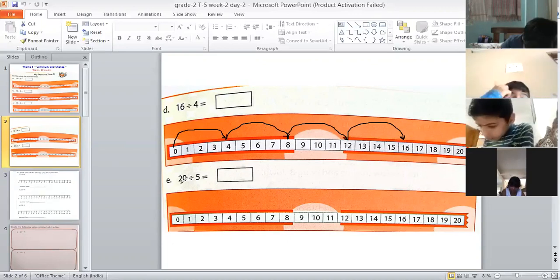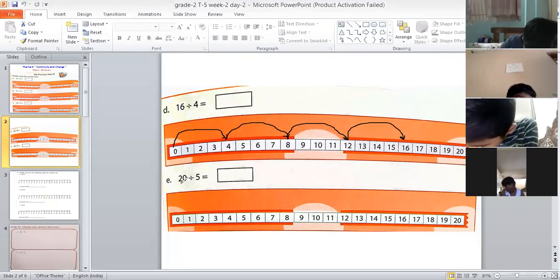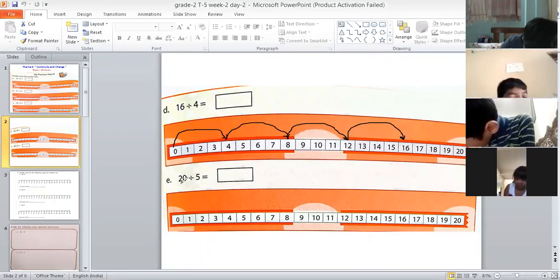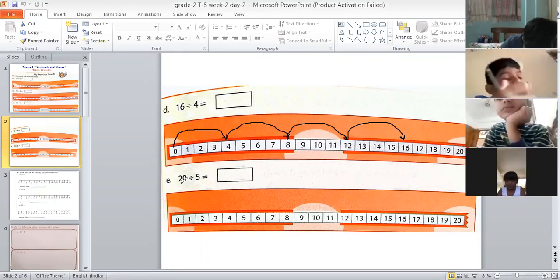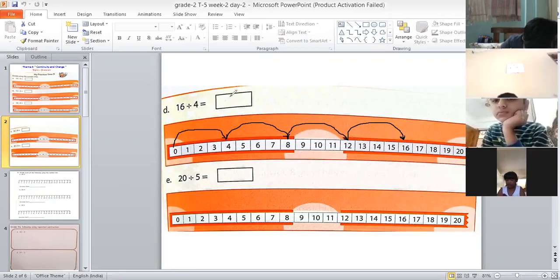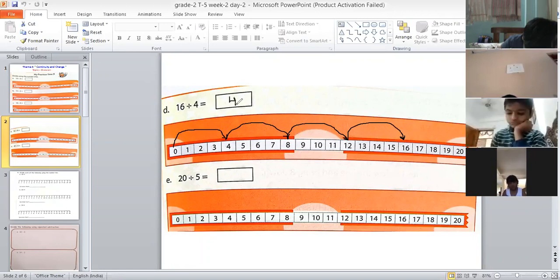Now we have to count how many steps we have taken to reach number 16. Adwaita, count the number of steps and tell me how many steps we have taken. Count these black color curved lines. 1, 2, 3, 4. Very good. So we have taken 4 steps of 4 to reach number 16.